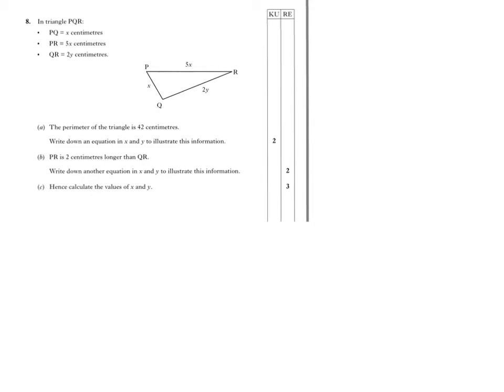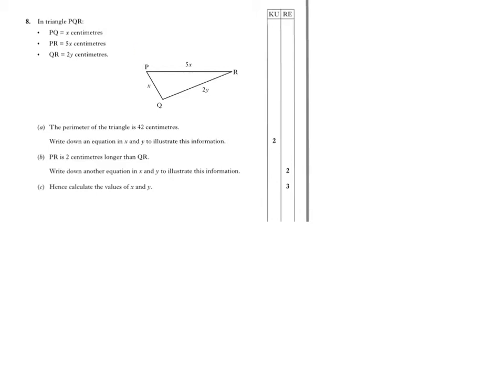Okay, section 8, question 2. In triangle PQR, PQ is x centimetres, PR is 5x centimetres, QR is 2y centimetres. The perimeter of the triangle is 42 centimetres. So the perimeter is the distance around the outside. Write down an equation in x and y to illustrate this information.